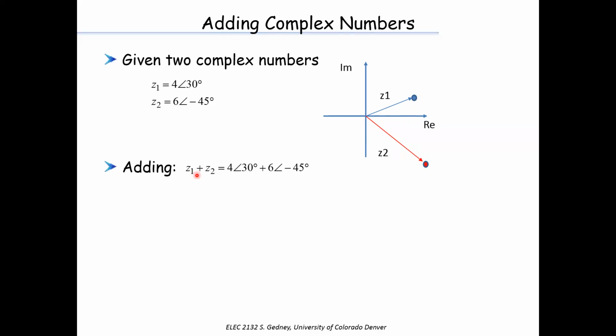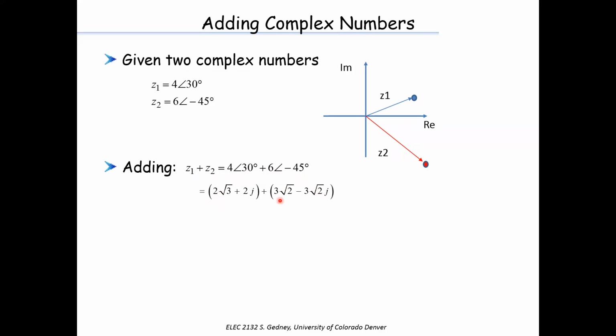Okay, so that is, I want to add the complex numbers. But it's difficult to add complex numbers in polar form. So what we need to do is first convert these to rectangular form. So apply Euler's law. 4 angle 30 gives me 2 root 3 plus 2j, plus 6 angle minus 45 gives me 3 root 2 minus 3 root 2j.